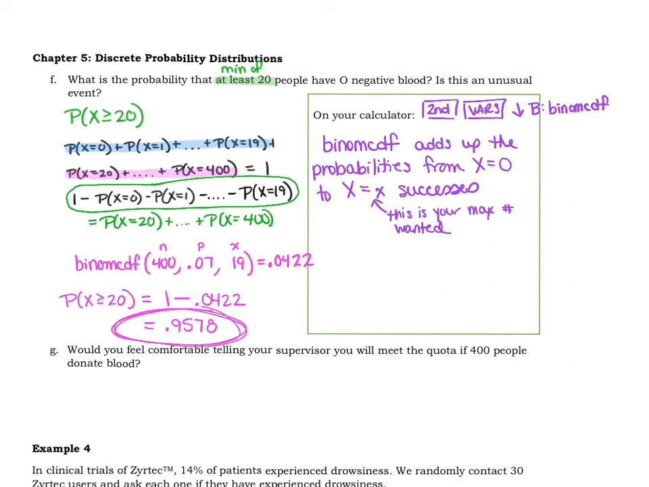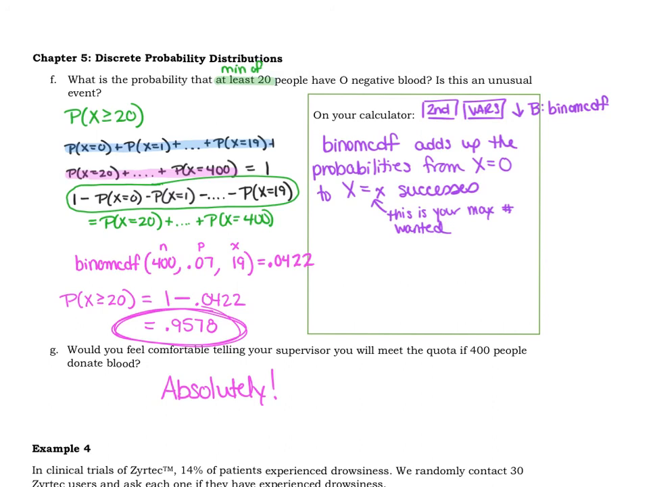So how would you feel about telling your supervisor you would meet the goal if 400 people donate blood? Well, you need at least 20 units, right? You don't care if you have exactly 20. If you end up with more than that, hooray. Better for the hospital, better for whoever's using that O-negative blood. You've got more universal donors. So would you feel comfortable? I would say, yeah, absolutely. If 400 people show up, I've got a 95%, actually almost 96% chance that we're going to reach that goal of having 20 people with O-negative blood.